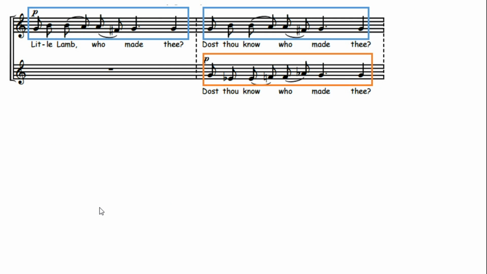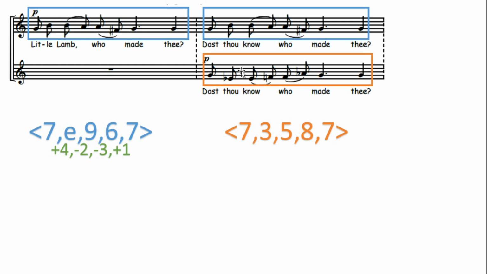Let's go back to the first 2 measures of the piece, where we have the 5-note segment, which I called the intro segment. The pitches in this blue box are 7, E, 9, 6, 7. Those notes are repeated immediately and exactly. The intervals between those pitches are +4, -2, -3, and +1. In this orange box, 7, 3, 5, 8, 7. The intervals between those notes are -4, +2, +3, -1. Here we have two segments that are related by inversion.